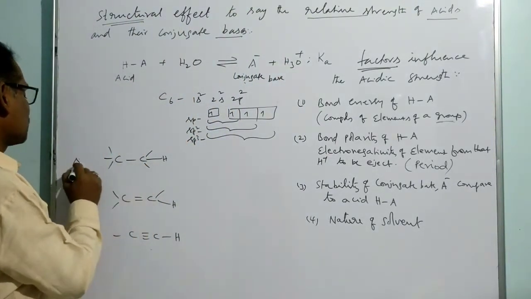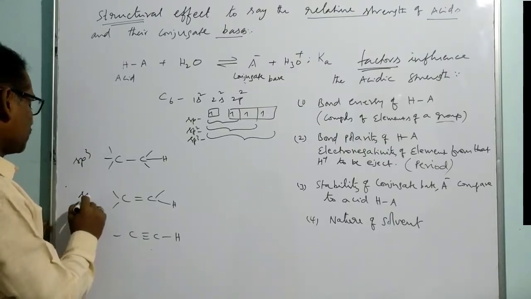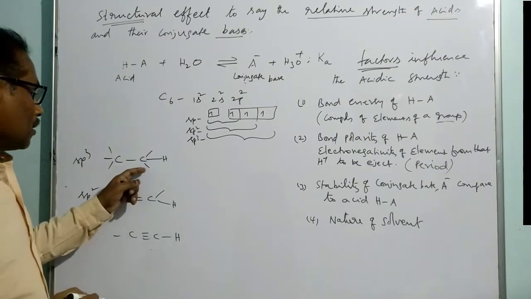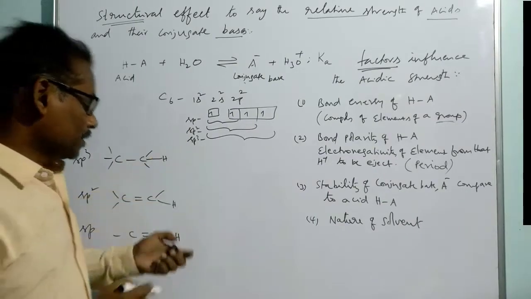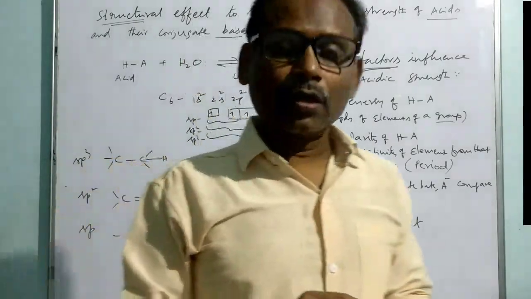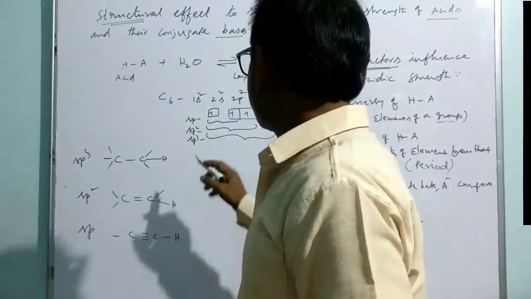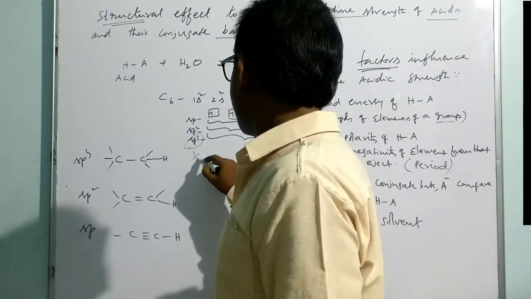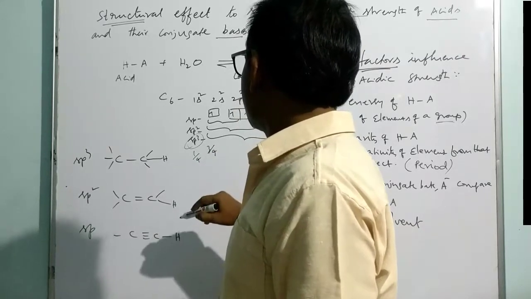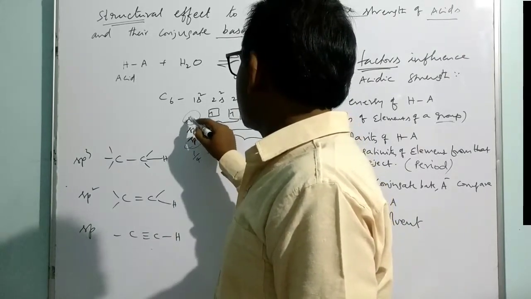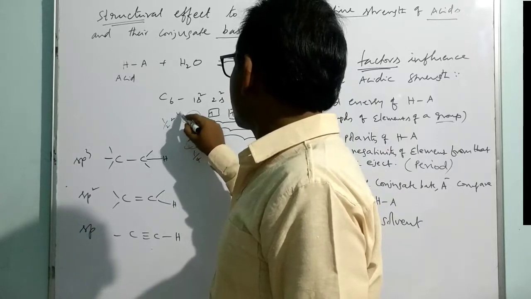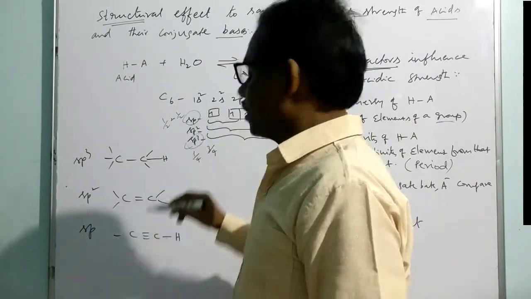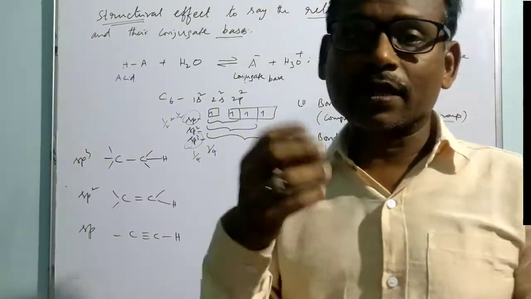This is having sp3, this is sp2, and this is sp. So as we can say, in the case of hybridization, for example, if we take sp3 hybridization, the s character is 1/4 and the p character is 3/4. But if we take sp, the s character is 50%. That means in compounds of carbon, whenever hybridization is sp, the s character is more.